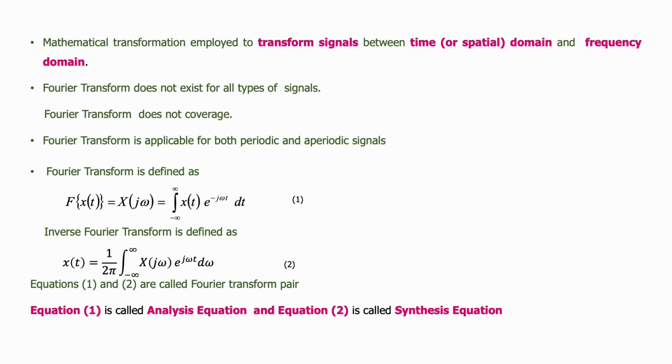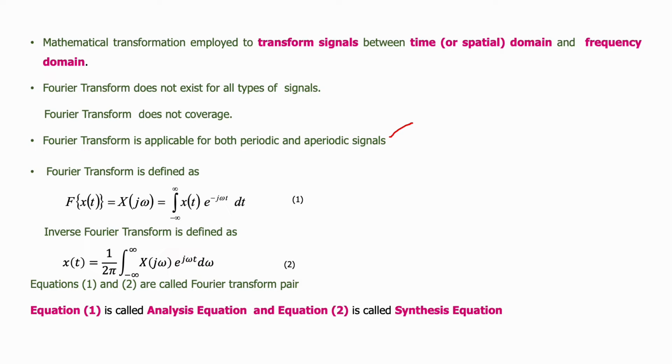What is meant by Fourier Transform? It is a mathematical transformation employed to transform signals between time domain and frequency domain. Time domain is denoted by x of t and frequency domain is denoted by x of j omega. Fourier transform does not exist for all types of signals, because the Fourier transform may not converge. Fourier transform is applicable for both periodic and aperiodic signals.